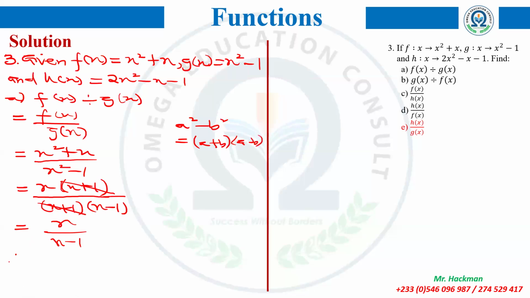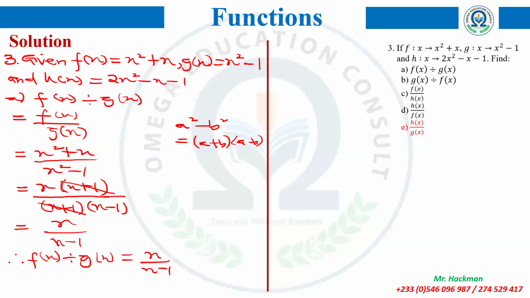So it means therefore, you conclude with what you were given, not what you have transformed. So you cannot write therefore this is equal to... therefore what you were given, which is what? What do we have? F of x divided by g of x will be equal to x over x minus 1. Is my point well made?